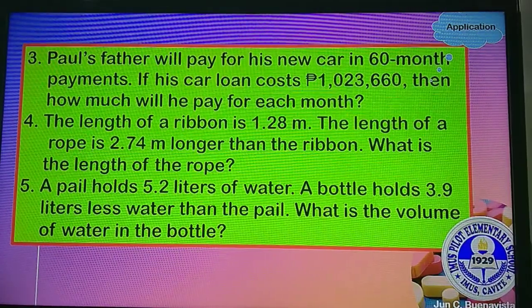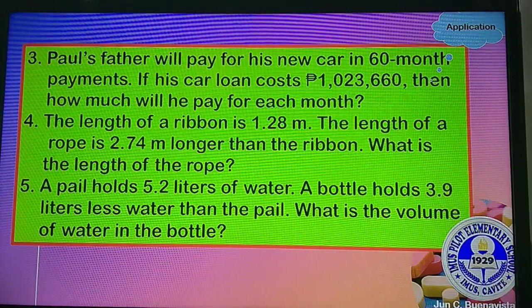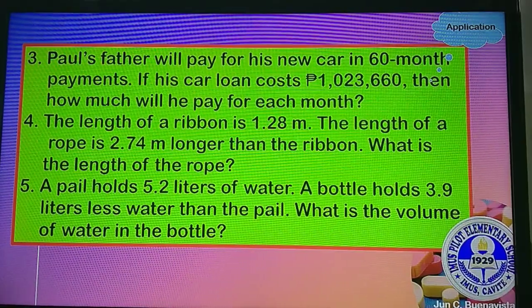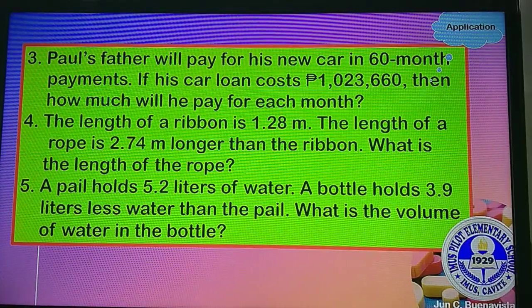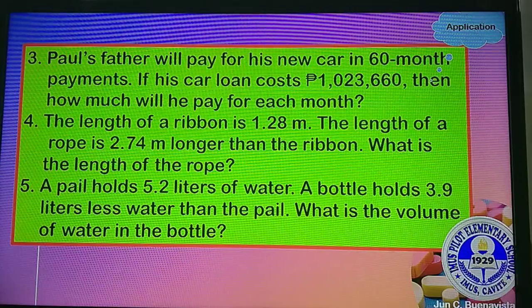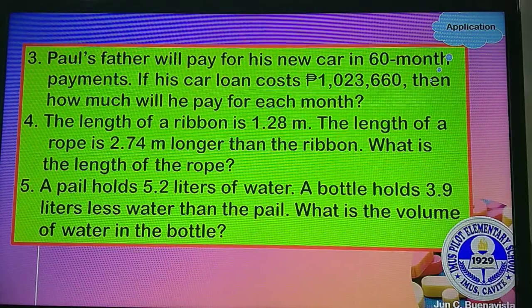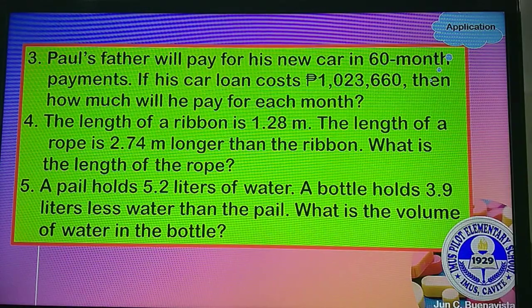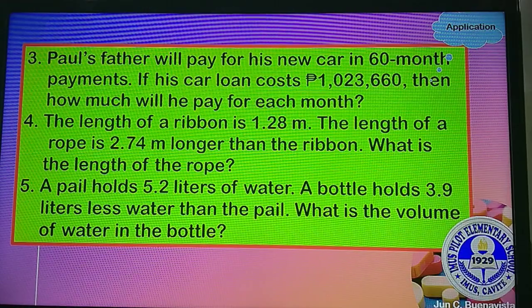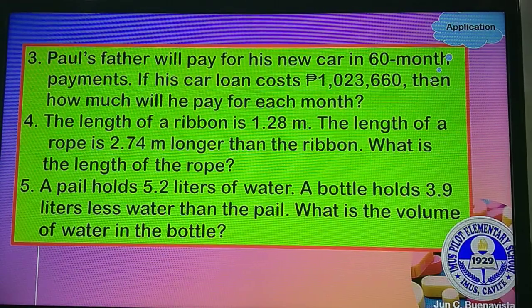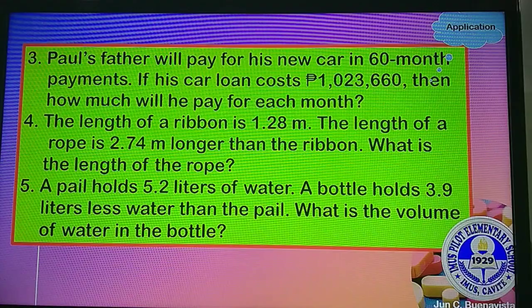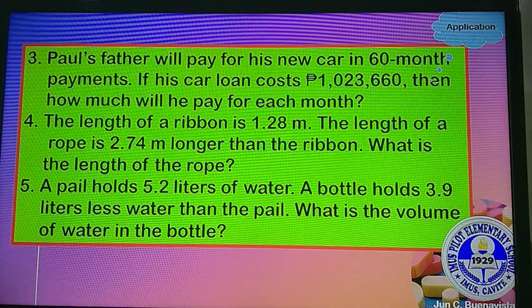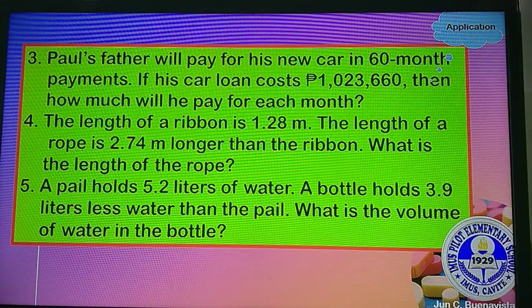Then number 4, the length of a ribbon is 1 1/2800 meter. The length of the rope is 2 75/400 meter longer than the ribbon. What is the length of the rope? Alright, so you have 2 or 3 operations to be used. In other words, that is a non-routine problem. So number 4 is a non-routine problem. Only one operation to be used pala. So that is a routine problem.